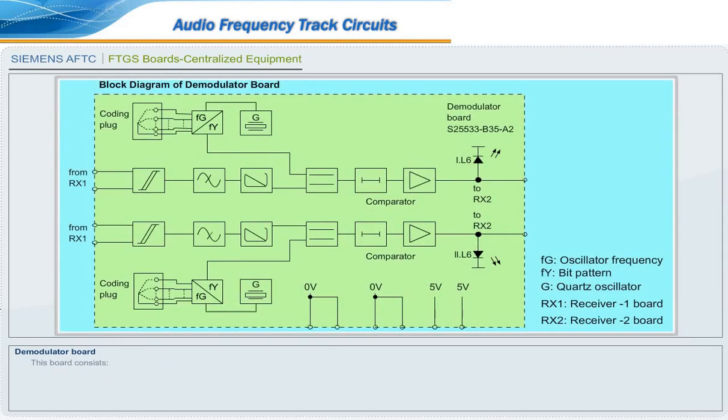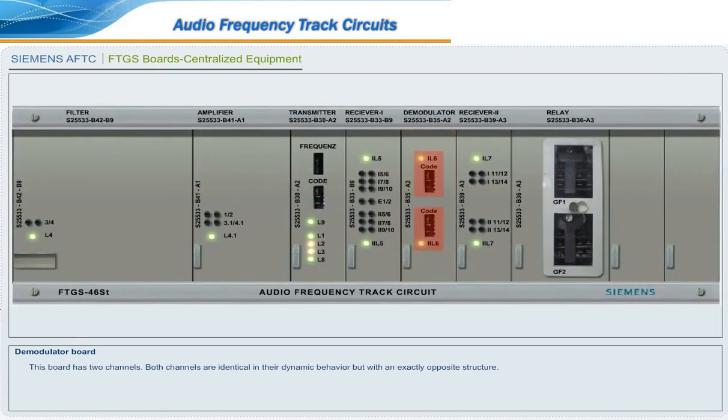Demodulator board. This board consists of arrangement to accommodate coding plugs, quartz oscillators, comparator circuits, and 2 outputs to receiver 2 board. This board has 2 channels. Both channels are identical in their dynamic behavior but with an exactly opposite structure.